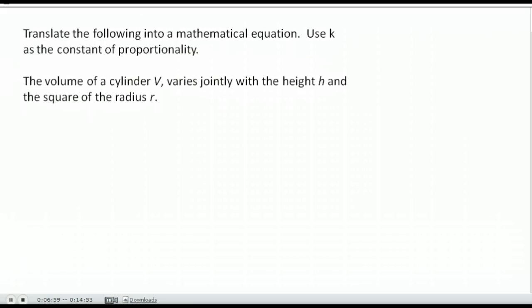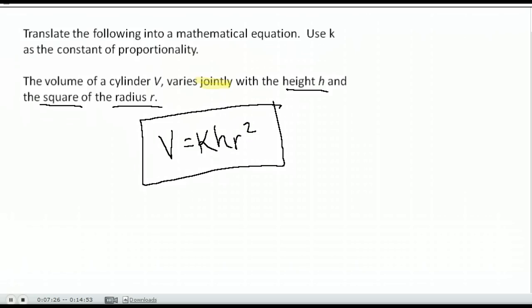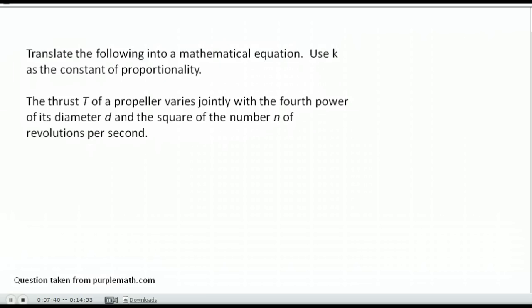All right, here is another. The volume of a cylinder V varies jointly. So jointly, that gives me a key that I'm going to have more than one thing multiplied. That's what happens when we have jointly. More than one thing is multiplied by our constant K. So jointly with the height, H, so we multiply by H, and the square of its radius, R, so we have R squared. So the volume of a cylinder is K times H times R squared, and again, in real life, that K right there is pi. Okay, so again, just read through it carefully, write it down as you go.